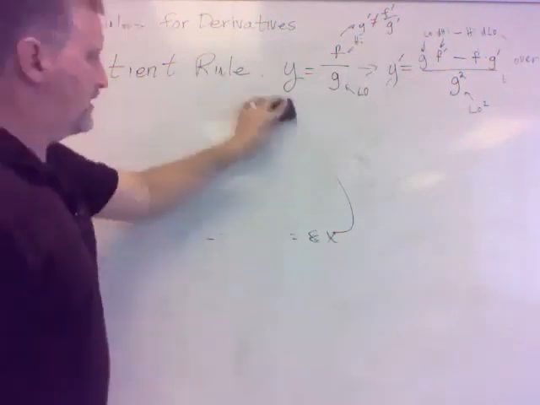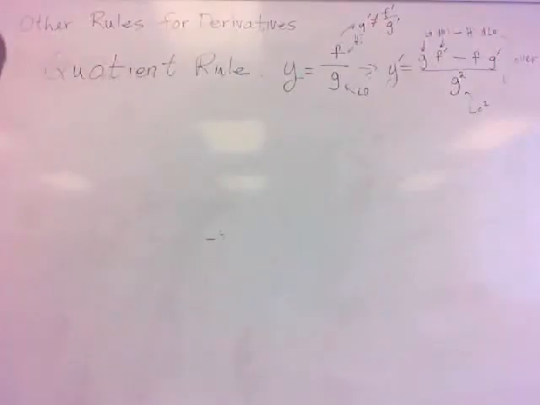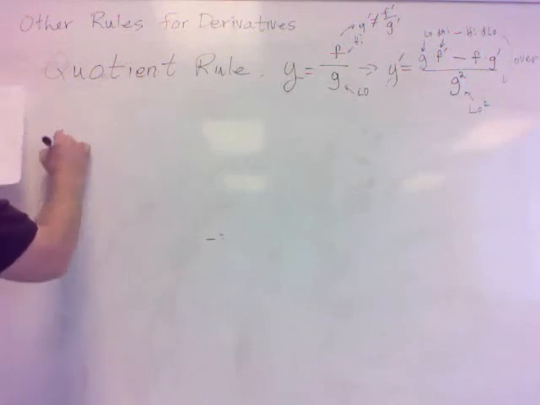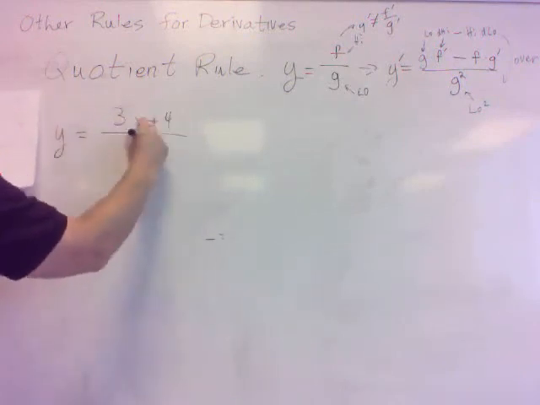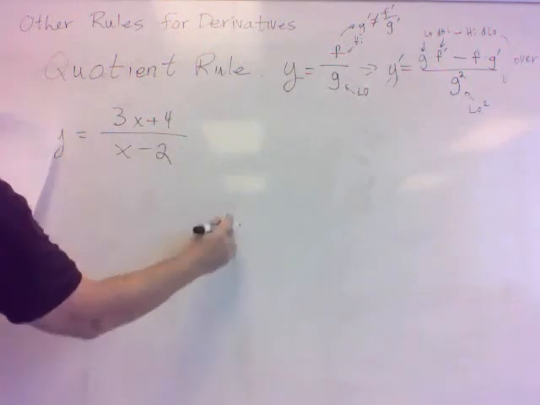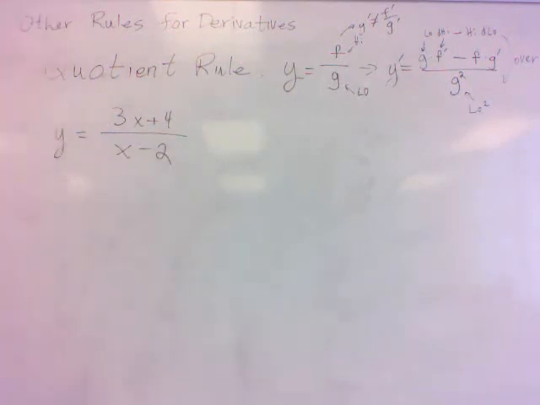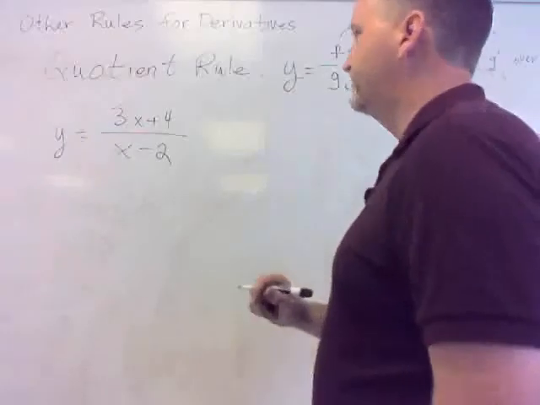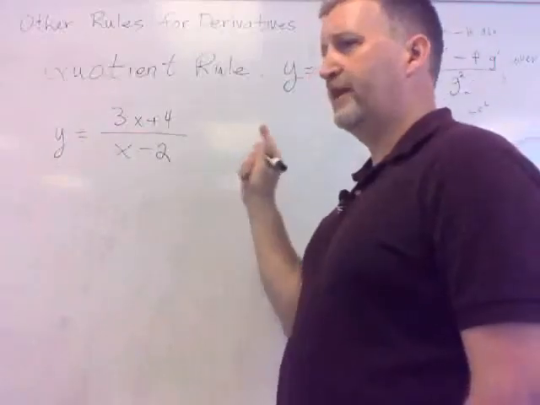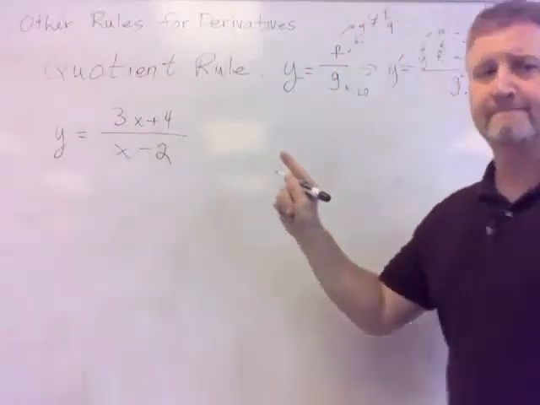okay. All right, so let's see some uses for this. Let's say we've got y equals 3x plus 4 over x minus 2. Turns out this one comes out pretty nicely here. But do you see here, this is one where I pretty much have to use it. There are tricks I could use, but this one is a good candidate for my quotient rule, isn't it?